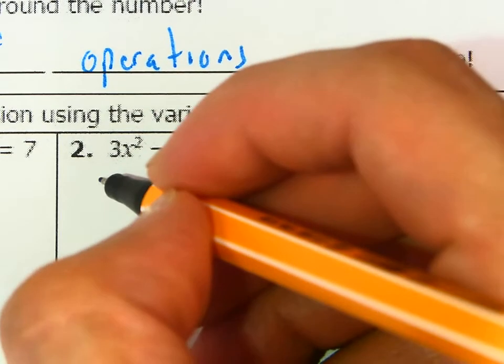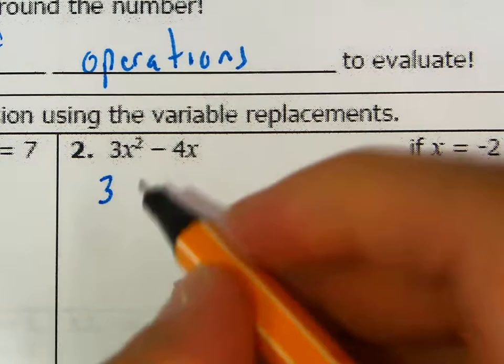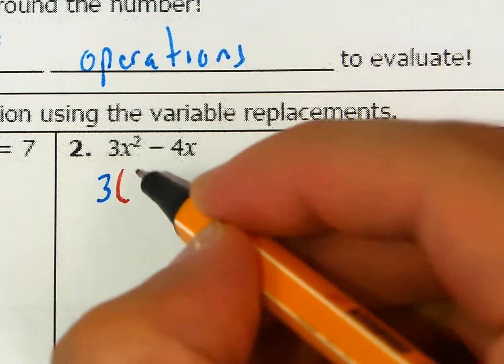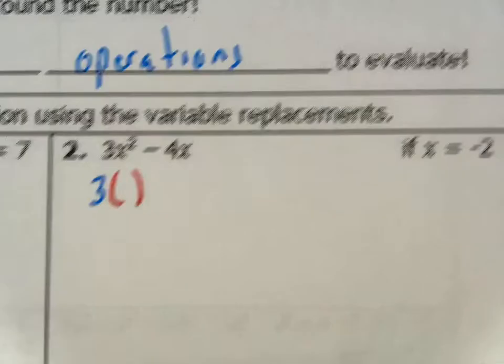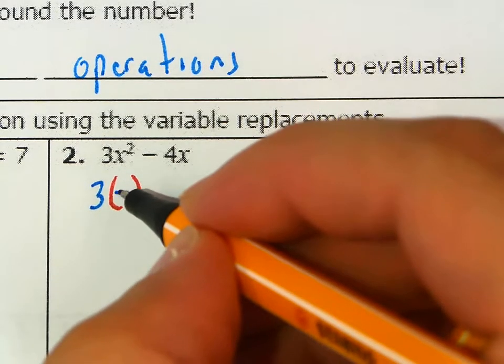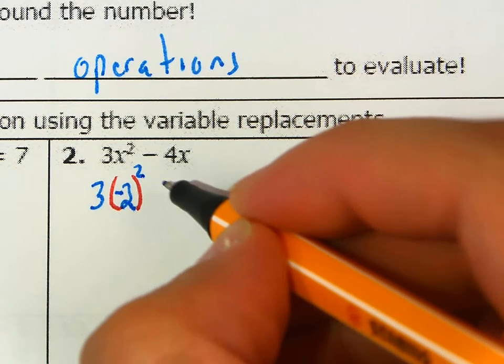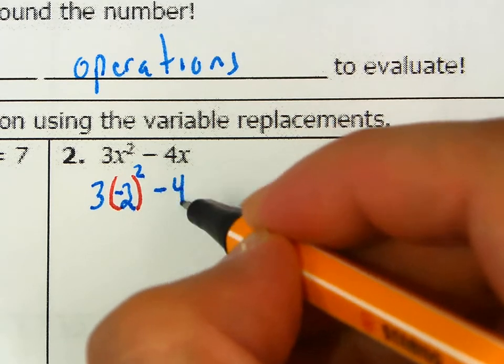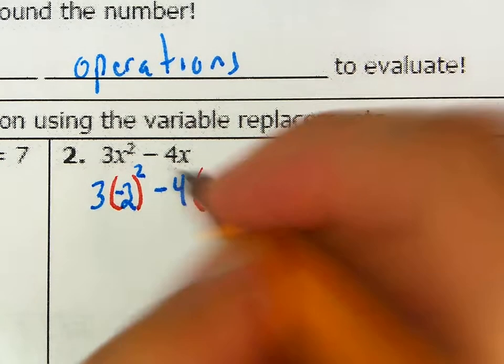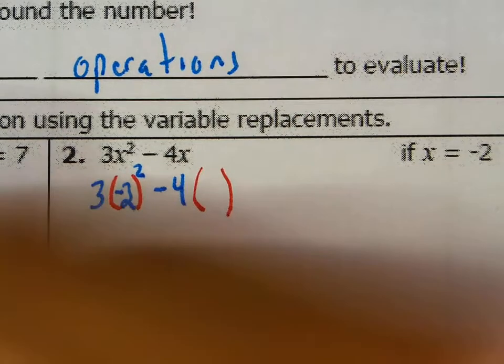Well, first it's going to be 3. And then anywhere I see a variable, I'm going to put the parentheses. And then I'm going to put in, what is my value of x? It's -2 squared minus 4 times -2.